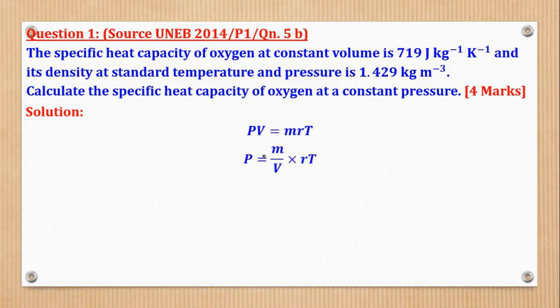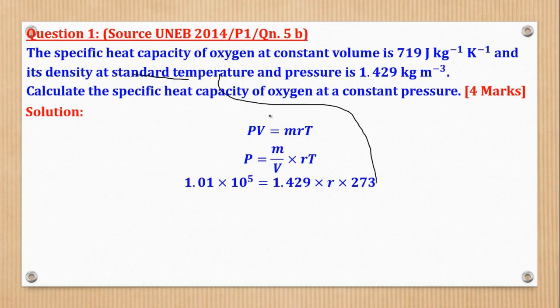Then you come and substitute. Rearrange this, put this on this side, because this one will give you the density which is already known. So come and substitute. Standard temperature and pressure means temperature is 273 and pressure is atmospheric pressure. Then M over V is the density. And R, we don't know it. So let's first get R, small r.